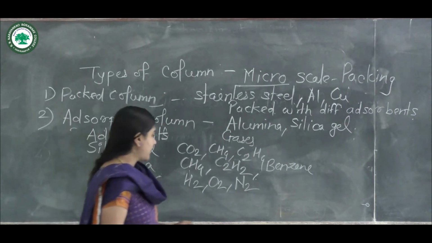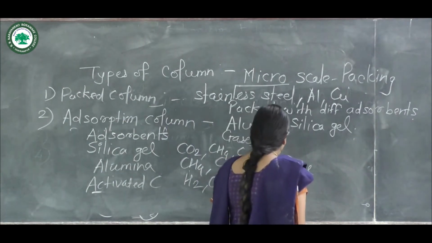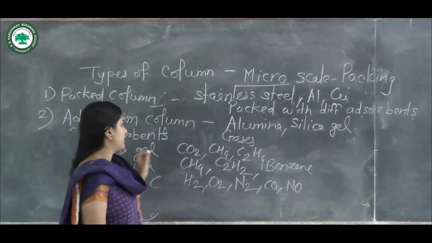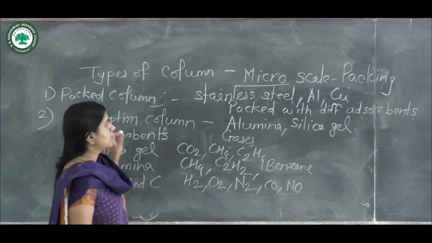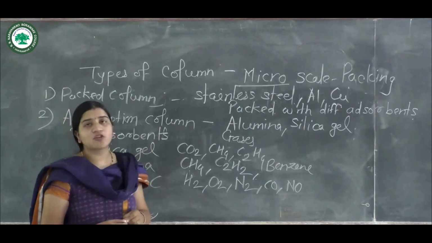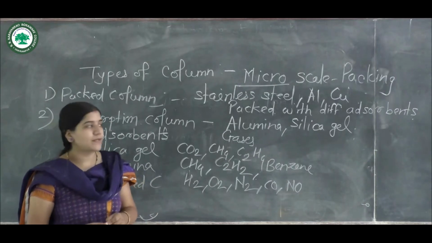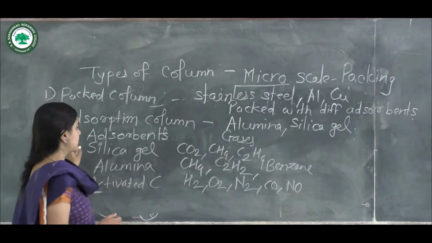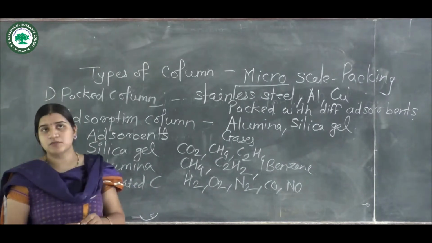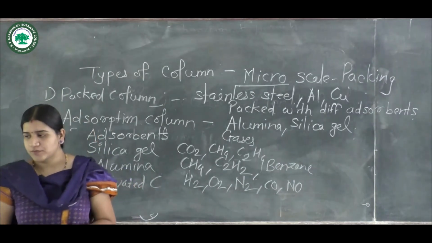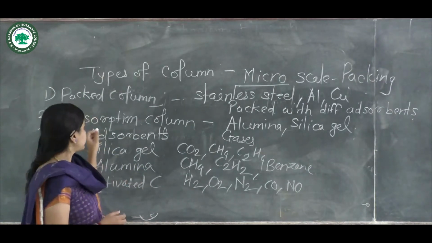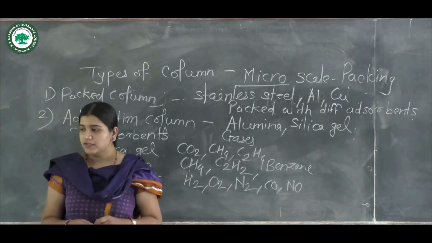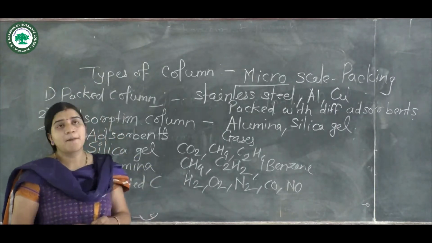Along with that, activated carbon is also used for carbon monoxide, nitrogen oxide, etc. So in the adsorption column, the adsorbent used is either alumina or silica gel, and these are the different types of gases and adsorbents that we are using in adsorption chromatography. Now this is about the second category, that is the adsorption column. Now the third category is the partition column.